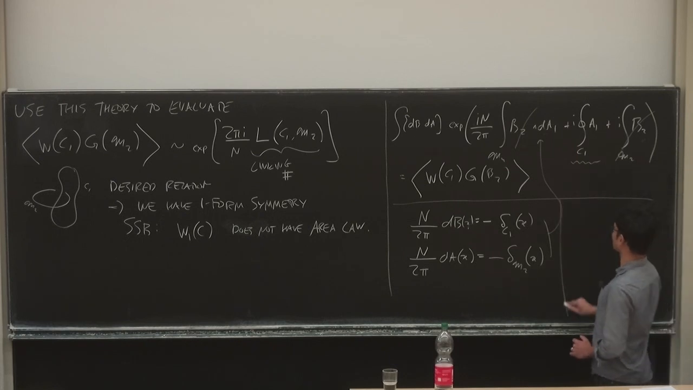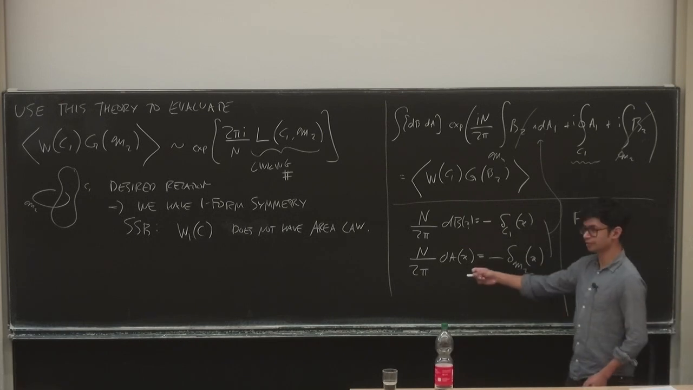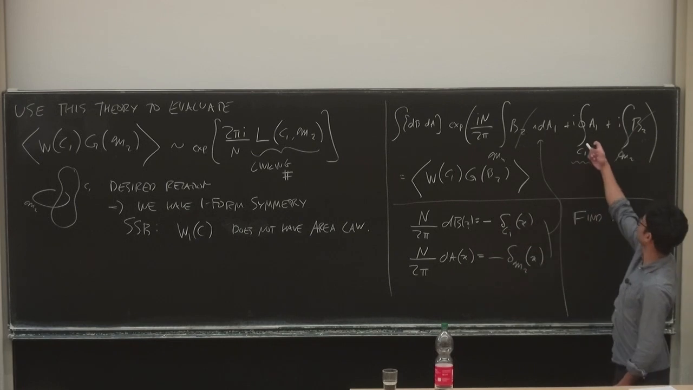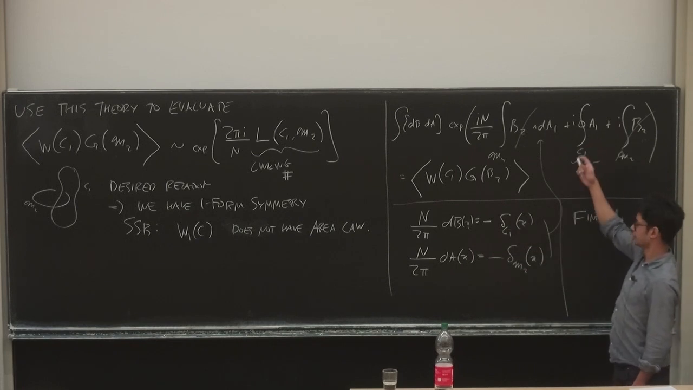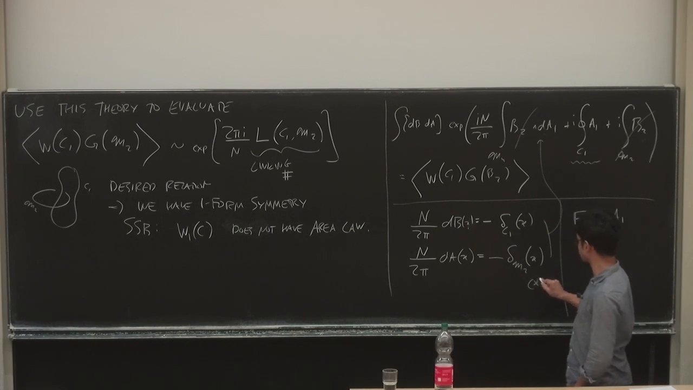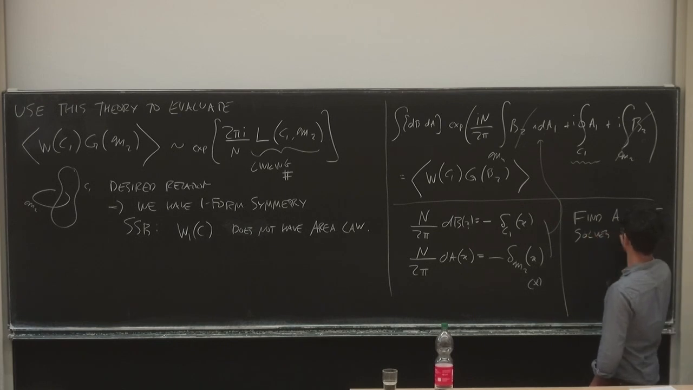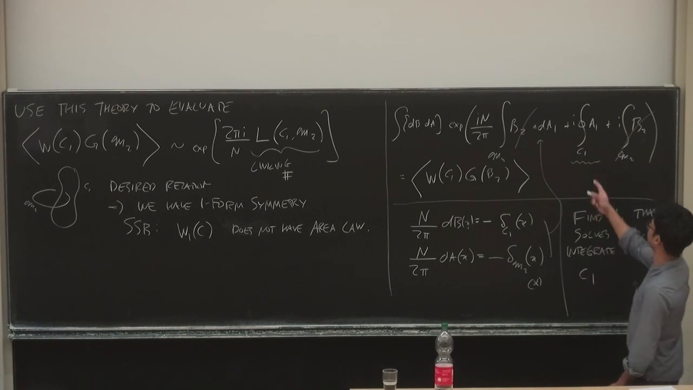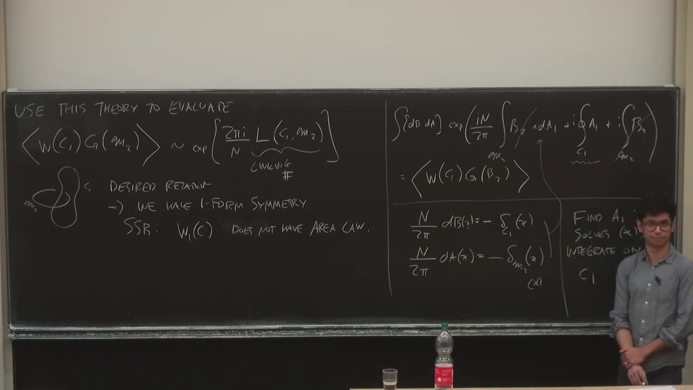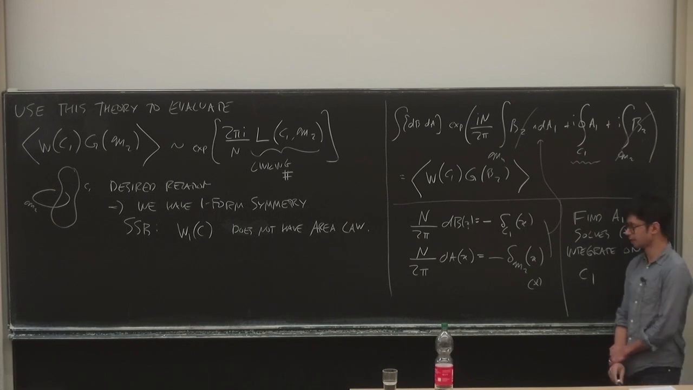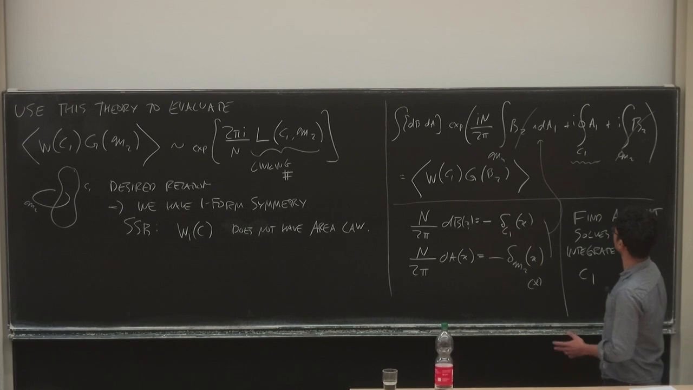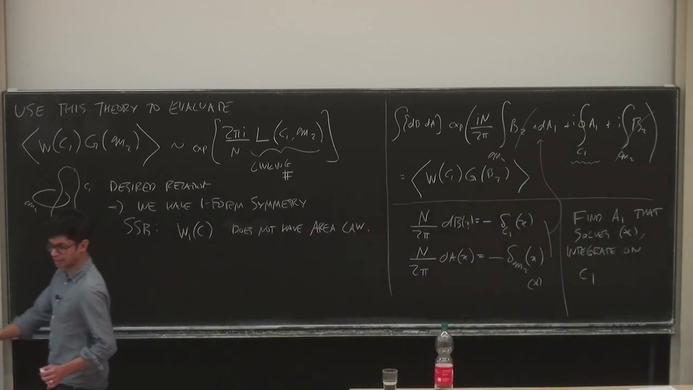So what I need to do is find A1, the A1 that solves this equation, and then evaluate it on this integral. So I need to find the A that solves this equation, star. So find A that solves star, and integrate on C1. And that will give my overall answer for the on-shell action. Everyone with me? Good. So we could do that, but I'm again just going to sketch how to do this properly.